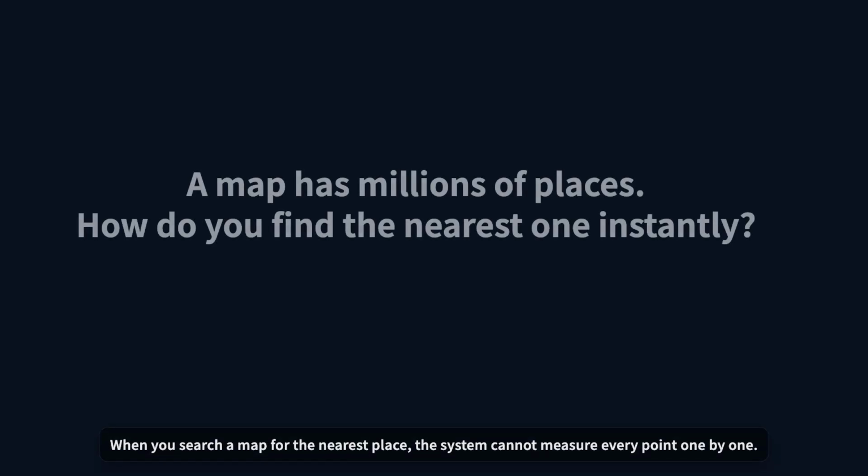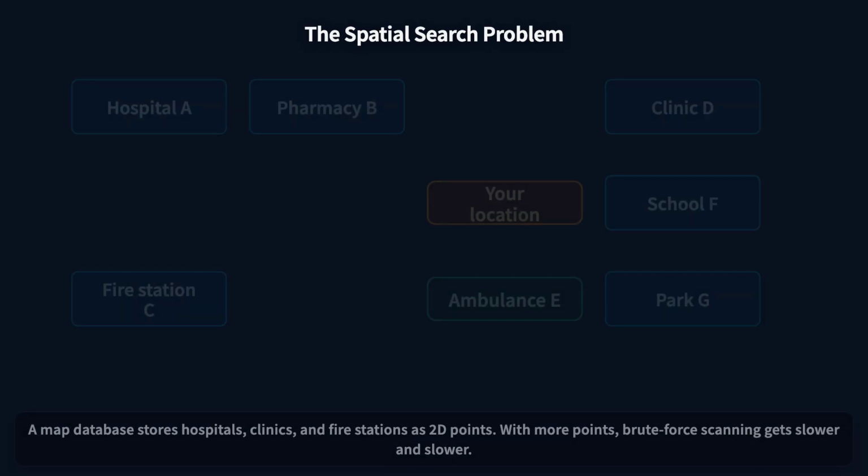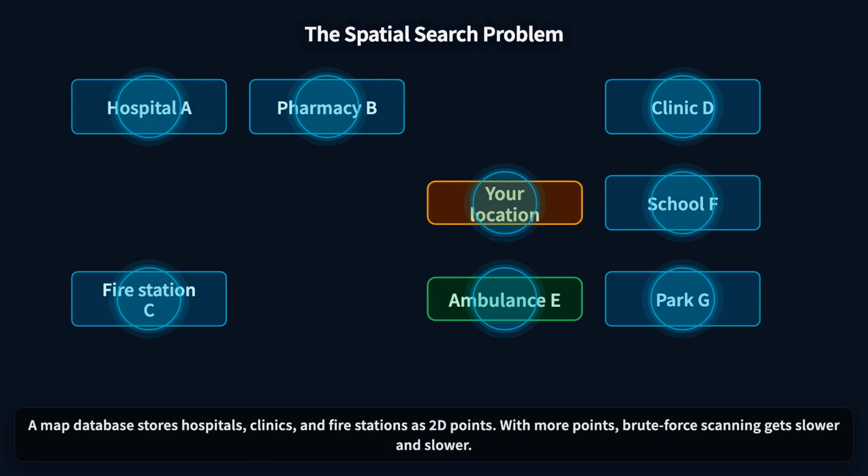When you search a map for the nearest place, the system cannot measure every point one by one. A KD tree is a data structure that divides a 2D map into small regions we can quickly rule out. A map database stores hospitals, clinics, and fire stations as 2D points.